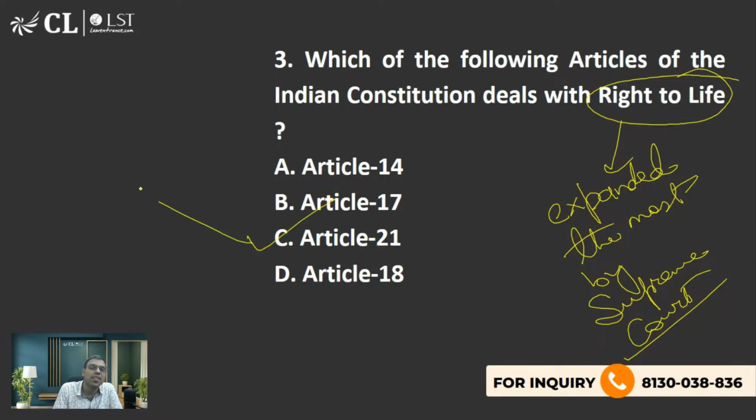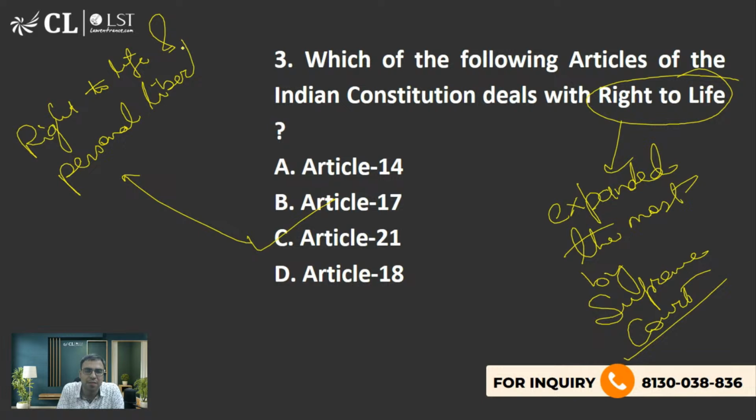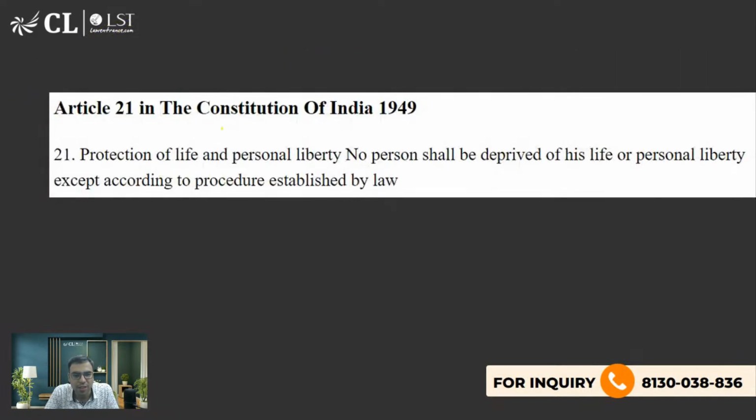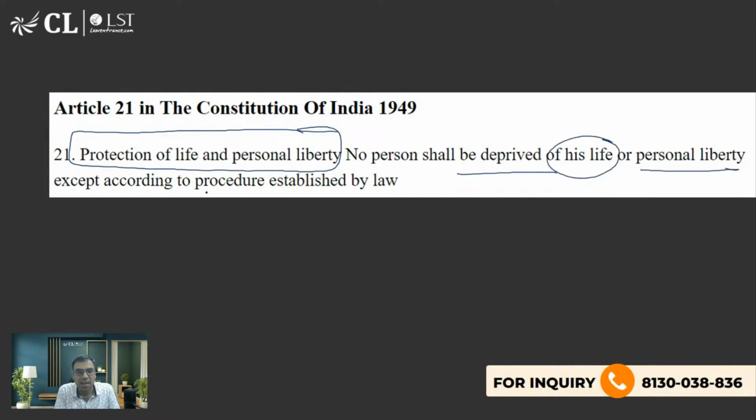So Article 21 says the state shall not deny right to life and personal liberty, except according to the procedure established by law. That is what is written. Right to life and personal liberty. So C is the right answer to this question. You can see: protection of life and personal liberty. No person shall be deprived of his life or personal liberty except according to the procedure established by law. That is what is being talked about.